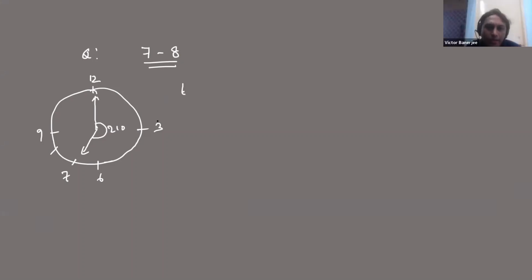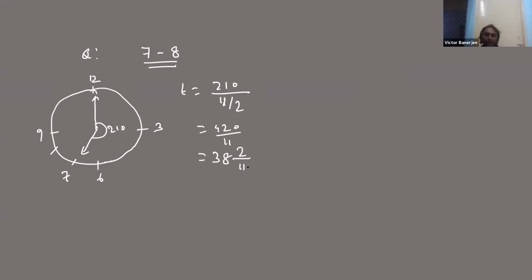So what time will it take to close this gap? 210 divided by 11 by 2. Distance divided by relative speed. So 420 by 11. That's correct. If you simplify, 3 11s are 33, so 38 and 2 by 11. That means what time it will coincide with the hour hand between 7 and 8? 38 and 2 by 11 minutes past 7 p.m. That should be the answer.